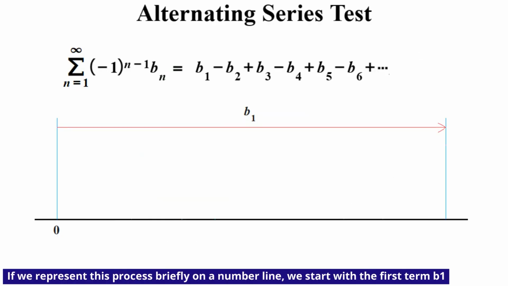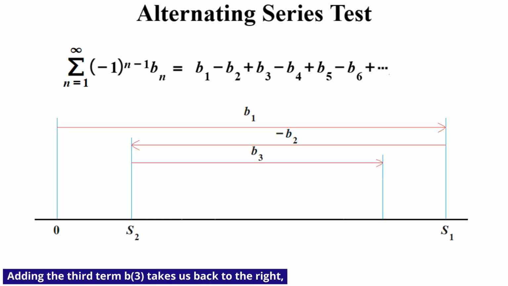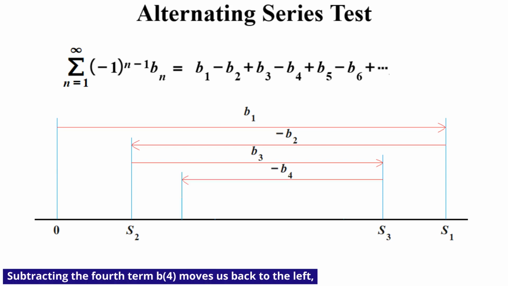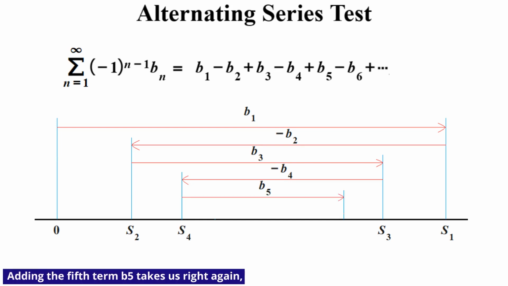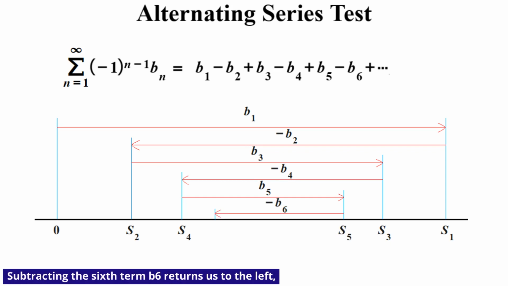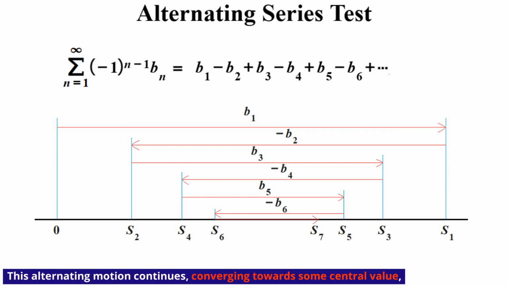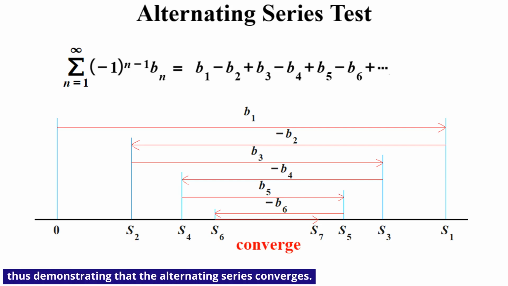If we represent this process briefly on a number line, we start with the first term b1 and denote its sum as s1. Subtracting the second term b2 gives us the sum s2. Adding the third term b3 takes us back to the right, forming s3. Subtracting the fourth term b4 moves us back to the left, resulting in s4. Adding the fifth term b5 takes us right again, yielding s5. Subtracting the sixth term b6 returns us to the left, giving s6. This alternating motion continues, converging towards some central value, thus demonstrating that the alternating series converges.